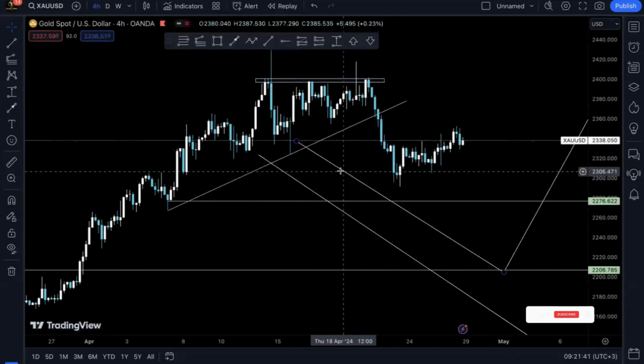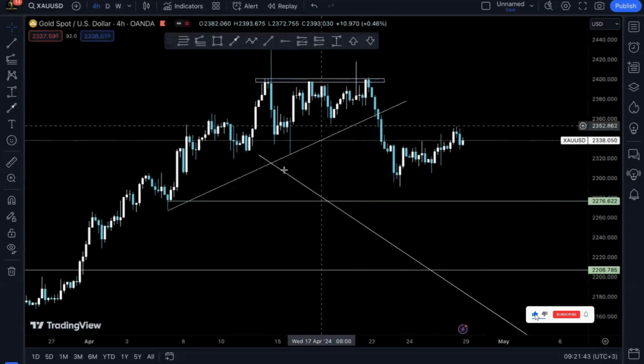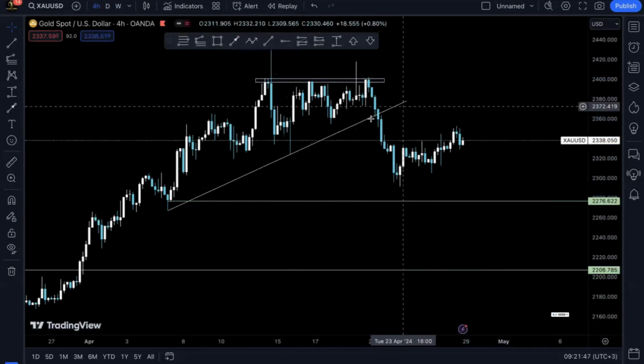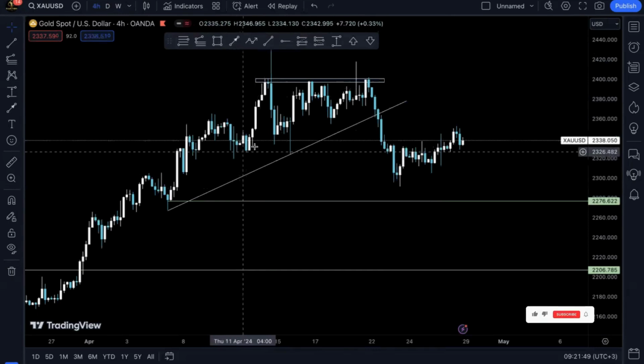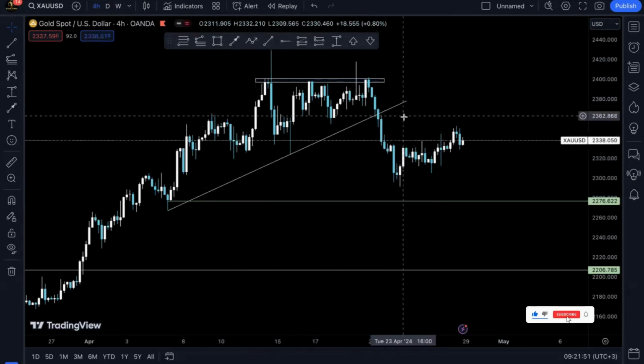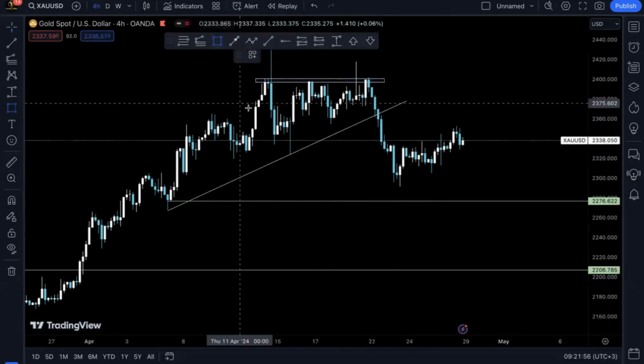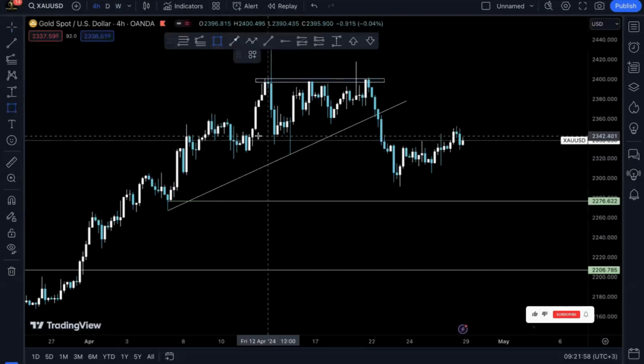Now, for this week, what I'm anticipating to see is that gold will continue selling because prices have already broken below this trend line and they've broken all these major lows. So what I'm anticipating to see is that prices will keep on selling. That's my view right now on gold.